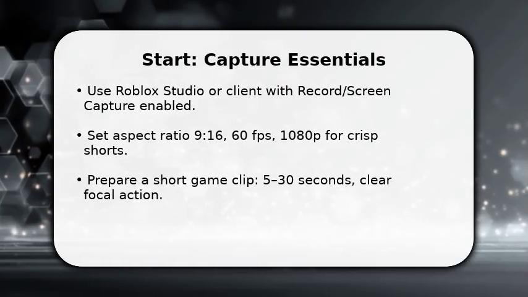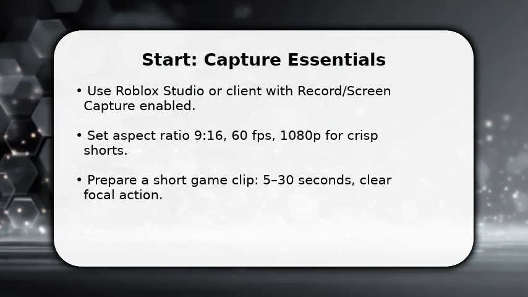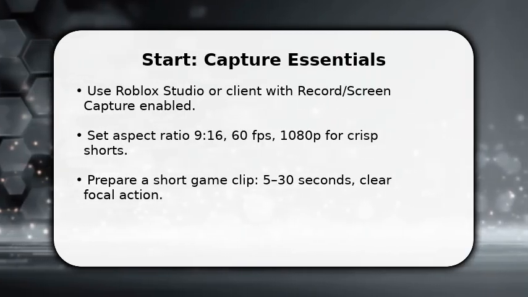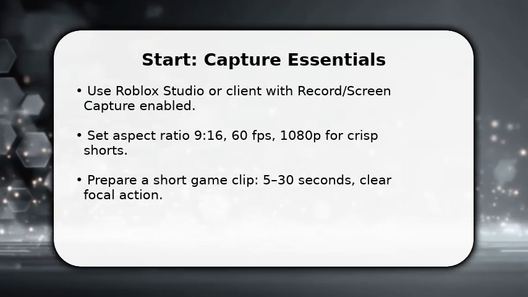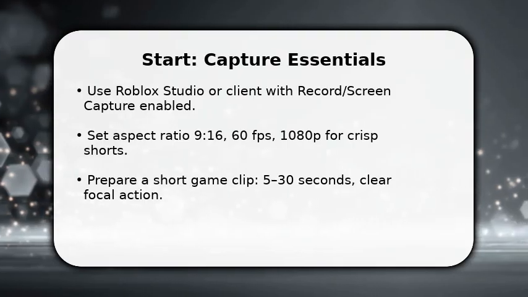You begin by capturing the exact moment that will sell the short. Open Roblox in play mode or Roblox Studio, then record at 9:16 vertical. This ensures the video fits YouTube Shorts. Aim for 60 FPS and 1080p so motion looks smooth on phones.